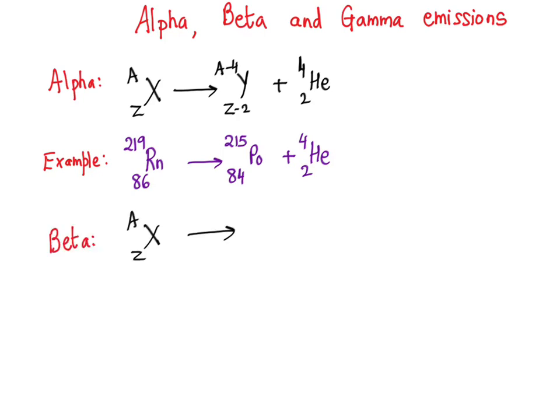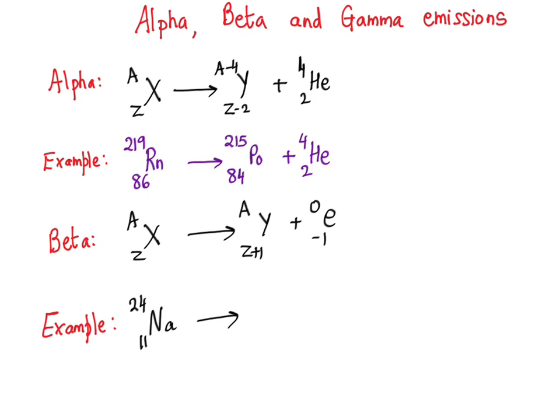Next, beta. Beta is an electron emitted by a radioactive nucleus. So when beta is emitted, that means we are getting an electron, that is e with mass number 0 and charge minus 1. And then we can see that the mass number has to remain the same because the electron's mass number is 0, whereas the atomic number will increase by 1. We can see an example.